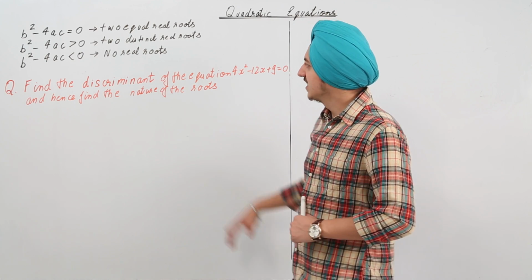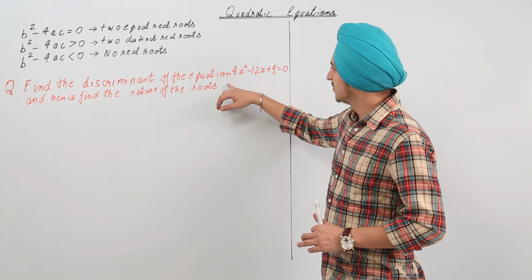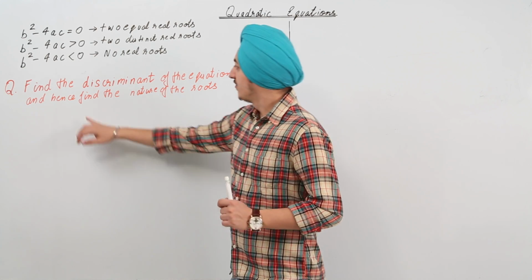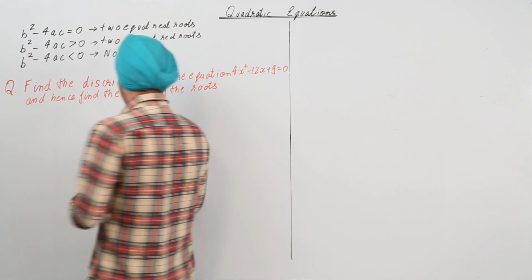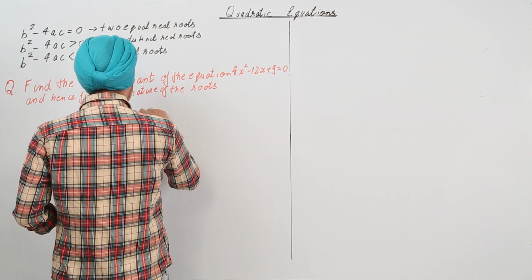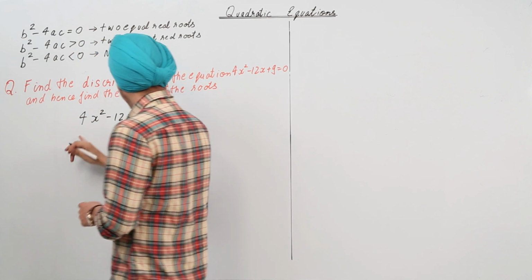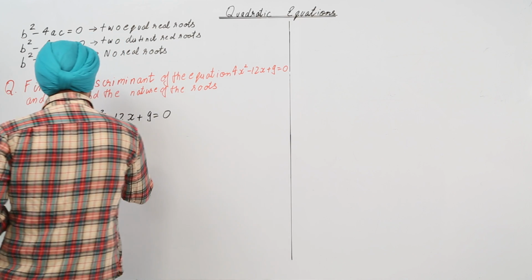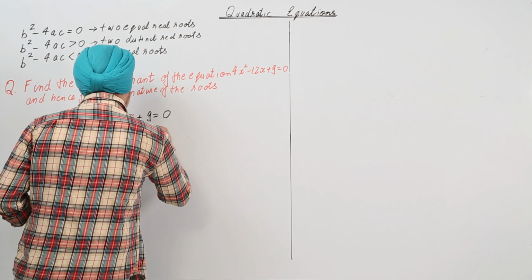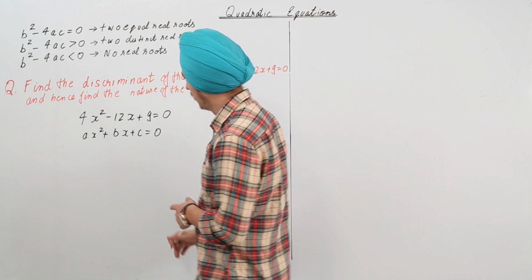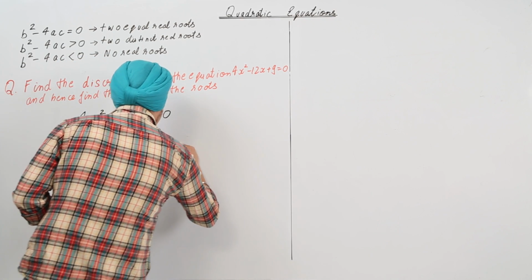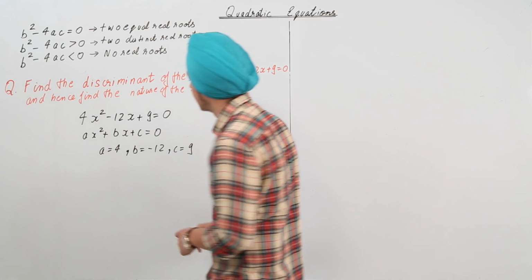Now the question says, find the discriminant of the equation 4x square minus 12x plus 9 equal to 0, and hence find the nature of the roots. So how do we go about this? We write the equation, it's 4x square minus 12x plus 9 equal to 0. We compare this equation with ax square plus bx plus c equal to 0. So we get a equal to 4, b equal to minus 12 and c equal to 9.